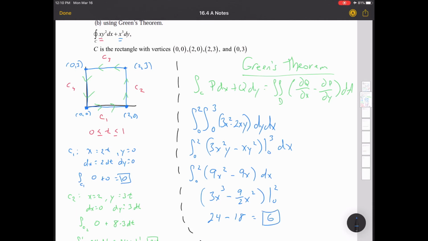Voila, there we go. Again, a very long process to do this using the direct method. Much, much simpler to use Green's theorem because it's a closed, counterclockwise oriented or positively oriented figure.